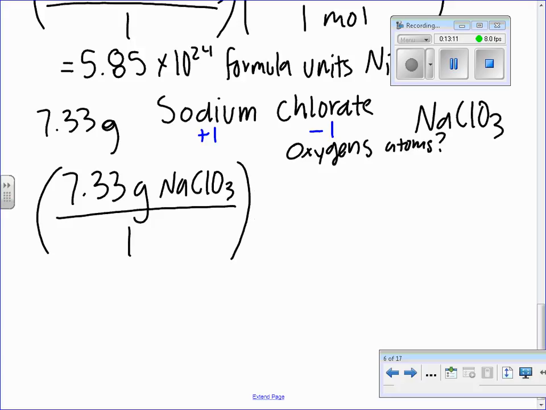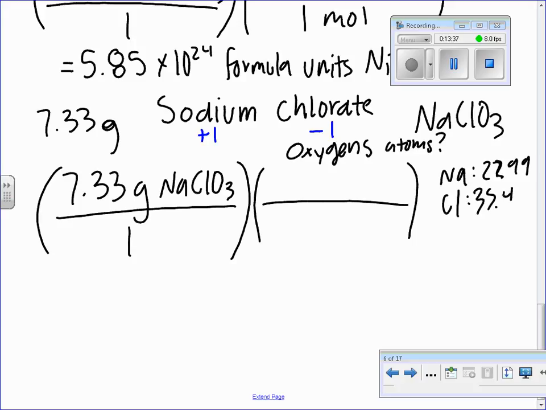Let's do a simpler conversion. How many grams of oxygen do we have in grams of sodium chlorate? So let's first solve for the molar mass of sodium chlorate. Sodium in my periodic table is 22.99. Chlorine is 35.45. Oxygen, 16.00. We have 3 of them. So doing that math, I get the molar mass of sodium chlorate, about 106.44 grams.